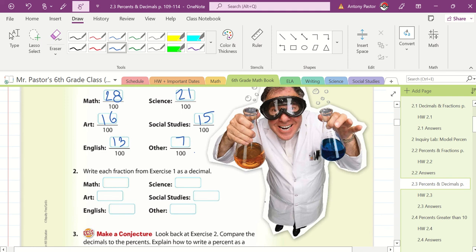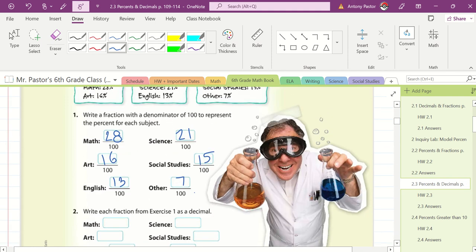Write each fraction form from exercise 1 as a decimal. Now, I will say this. The easiest way to write a percentage as a decimal is to not simplify it at all. Keep it to where the denominator is 100 because you're going to know exactly what number is going to be in your decimal. With math, it would be 0.28 or 28 hundredths, the last digit falling in the hundredth spot.